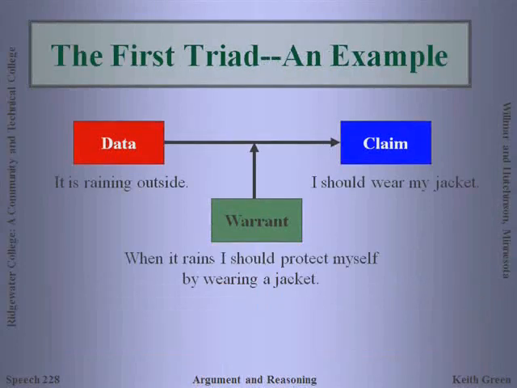Okay, I want to give you just an example of how this first triad works. So my claim is I should wear my jacket, and the evidence I have is I look outside and I see it raining. Well, the warrant, the reasoning process that I use to link raining outside to wearing a jacket, is simply, when it rains, I should protect myself by wearing a jacket. Notice how simple that warrant is. And I'm going to tell you right now, that's what throws people off about warrants. Often they are so simple and straightforward that you almost think, well, it can't be this simple. Well, usually it really is. Okay, so notice the simplicity of that warrant.